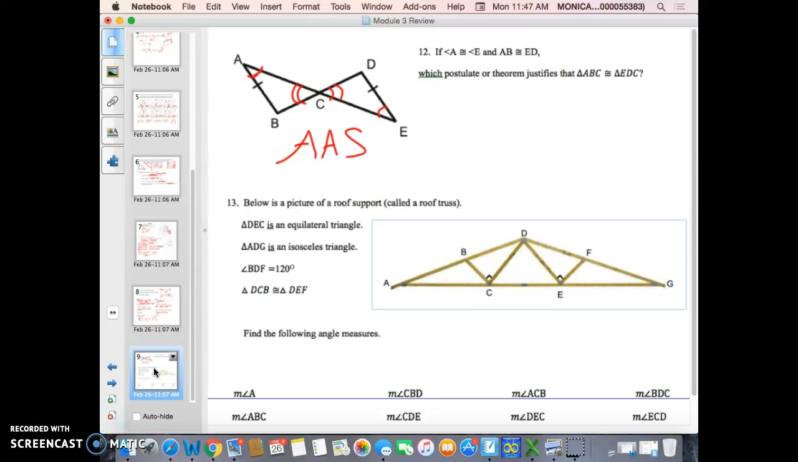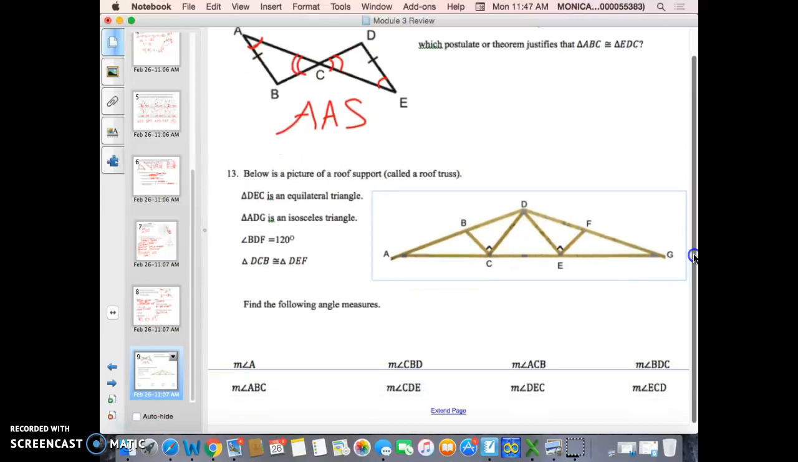Below is a picture of a roof support. Ooh, this is going to be fun. It's going to be like when you go around the room. All right, so DEC is an equilateral triangle. So this, and this are all 60. Of course, it's not asking for that.